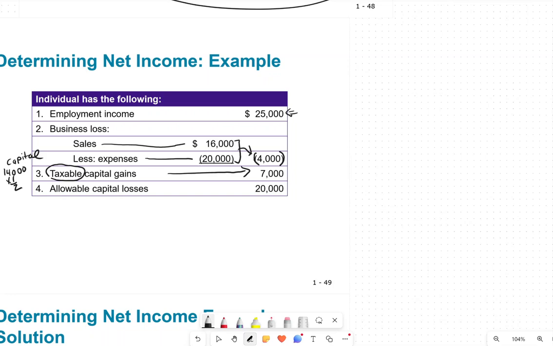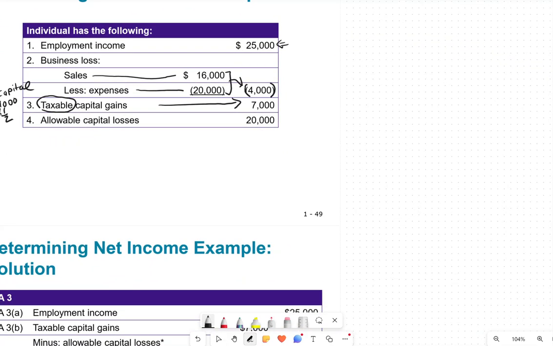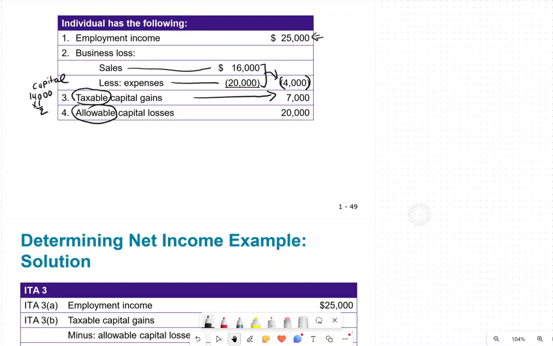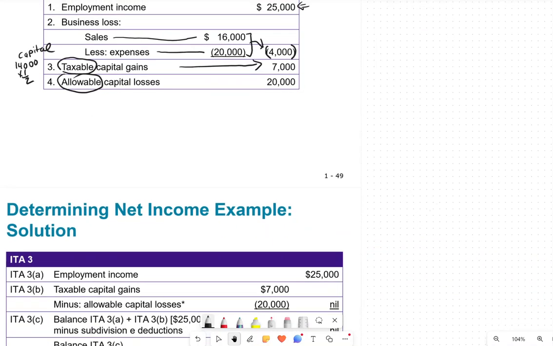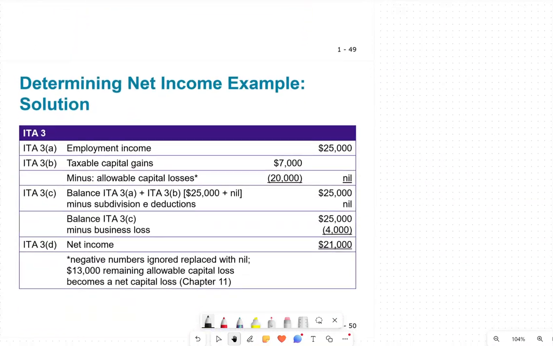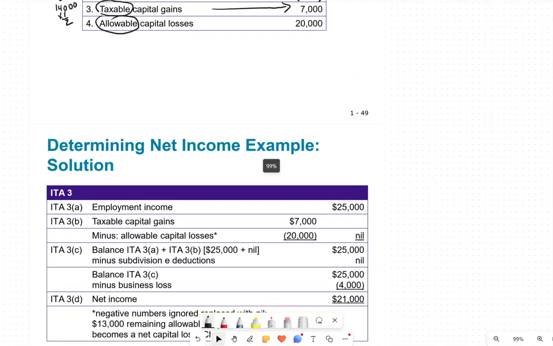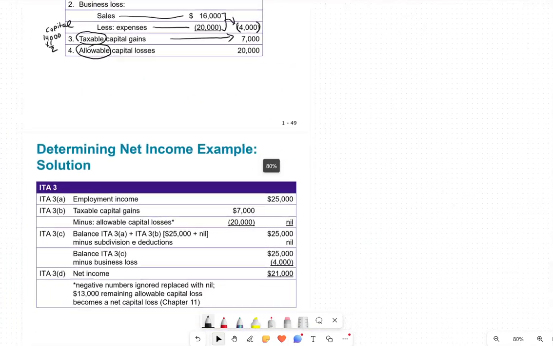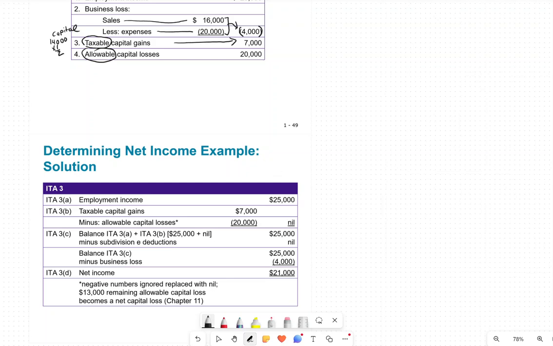And I could have capital losses, in this case 20,000 allowable capital losses. And how do I calculate my net income? So if I were to do that, how do I calculate the net income?